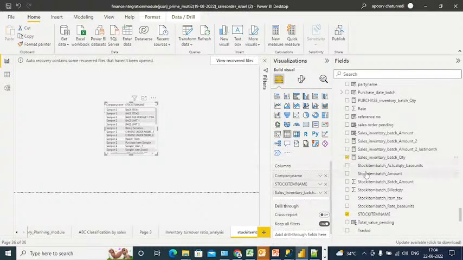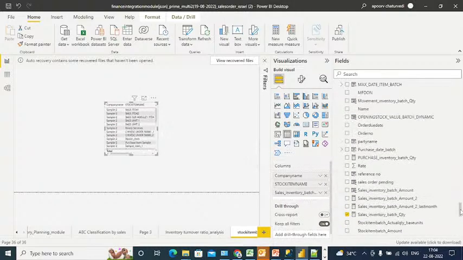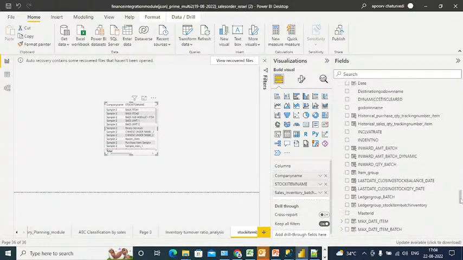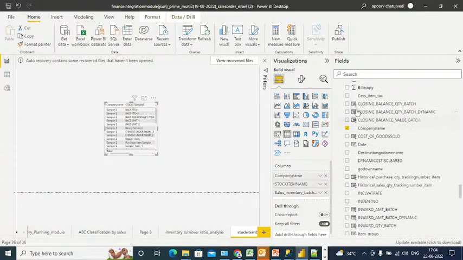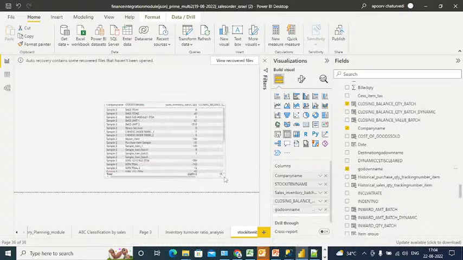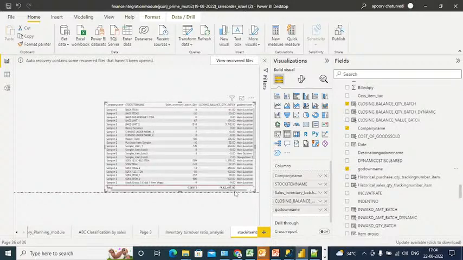sales order quantity, and then closing stock batch. Along with it the godown name, because the godown name is your location name, right? And then this will give you your inventory turnover ratio at the stock item batch level. Right, so this is how it is calculated.